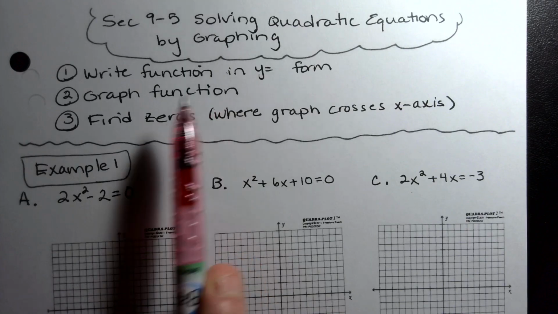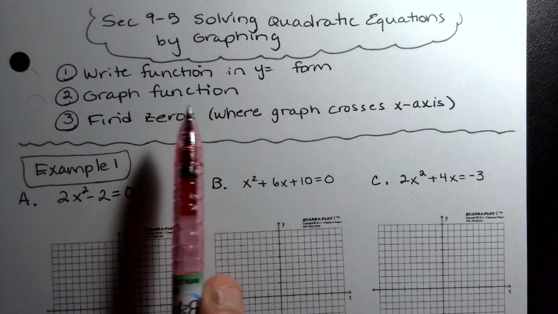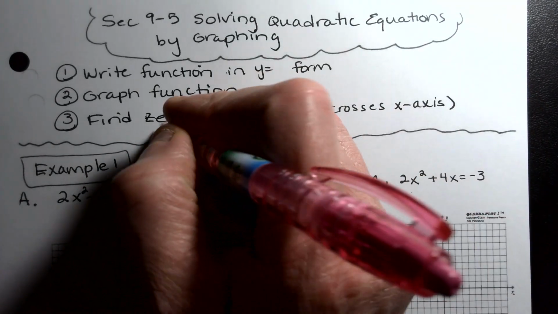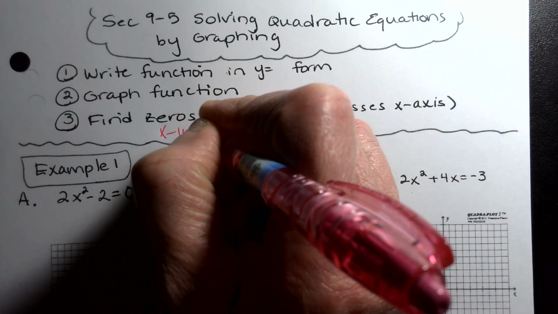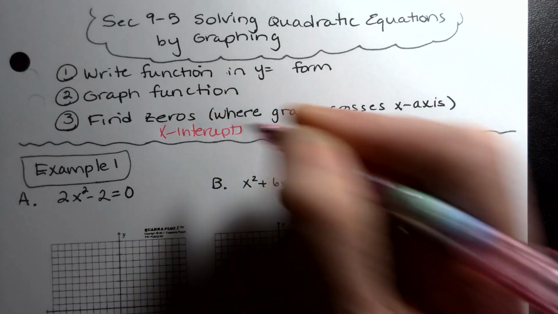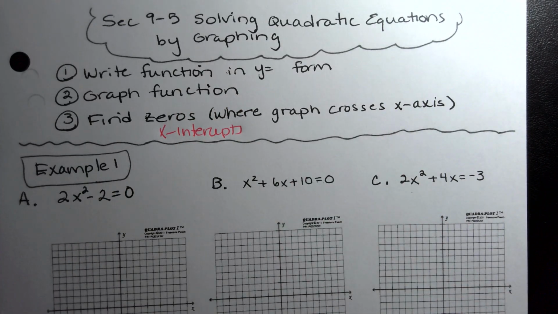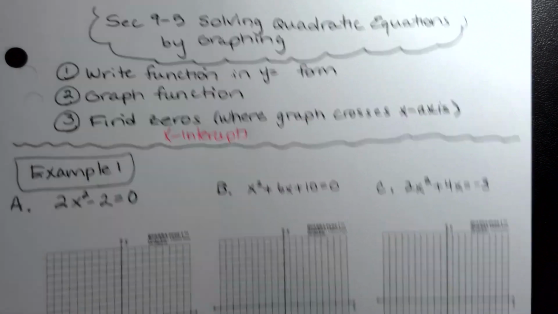Then you're going to graph it. Then you're going to find the zeros. And remember, the zeros are the x-intercepts. So you're looking to see where the graph crosses the x-axis. Okay, so let's fire away. It's similar to what we've done.